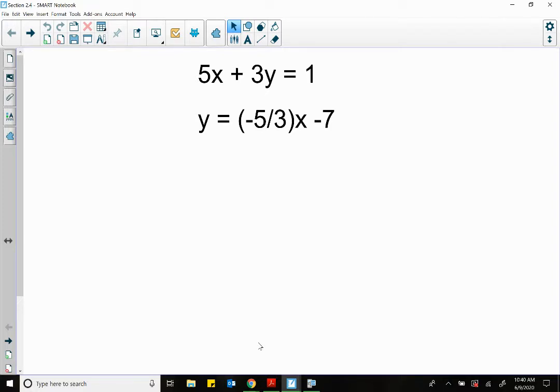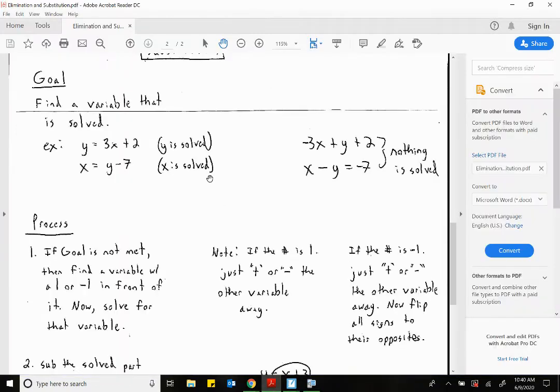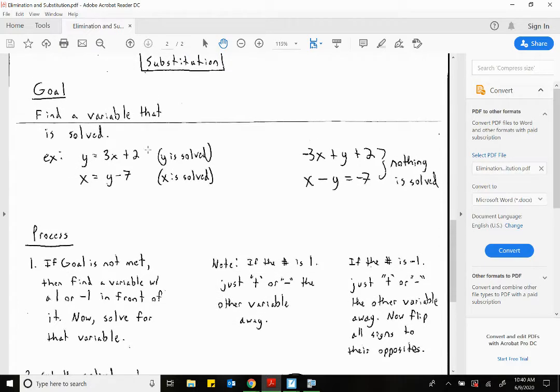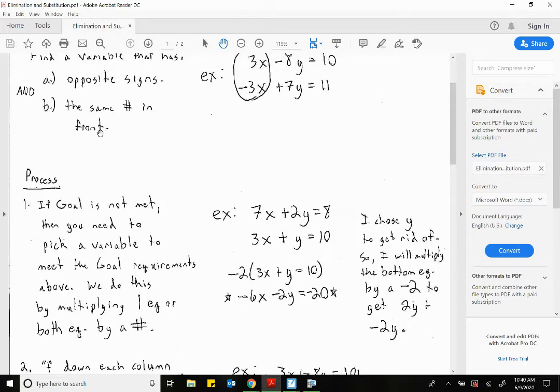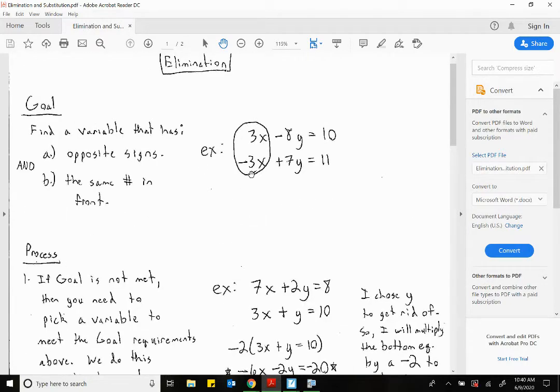All right, so here we have a system, and this system is great for substitution. The goal of substitution is that we want to find a variable that was solved. Just like before, elimination had a goal where we wanted to find a variable that had the same number in front, one positive and one negative, because that way we can eliminate those when we add down. 3 plus a negative 3 is 0.